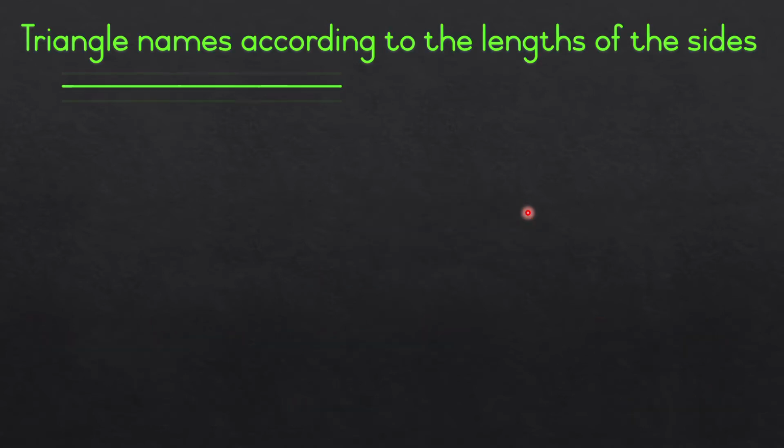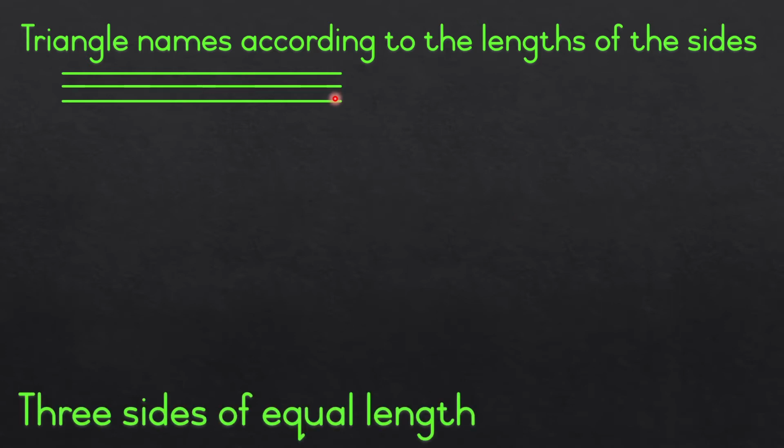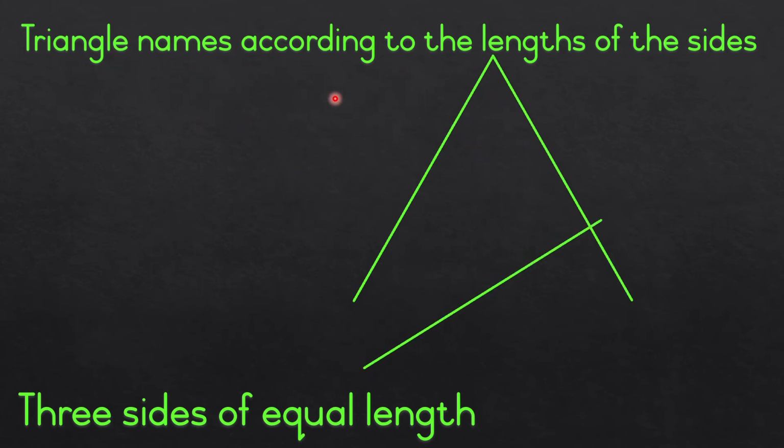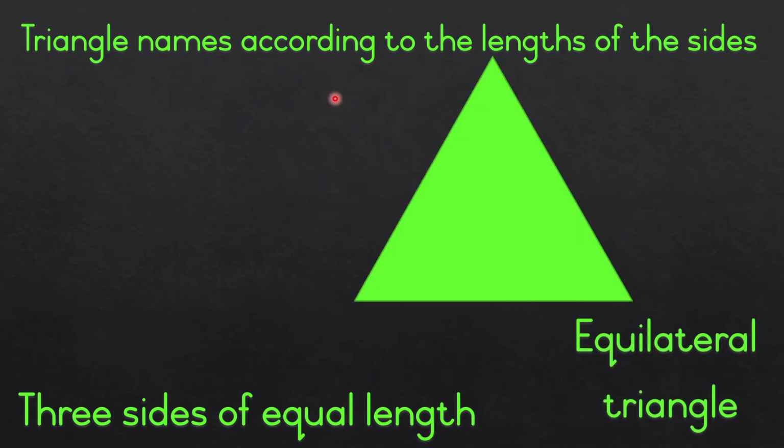The next one we look at has 3 sides of the same length. If we form the triangle with 3 sides of the same length, we have what is called an equilateral triangle. Equilateral sounds very much the same. All 3 sides are equal in length.